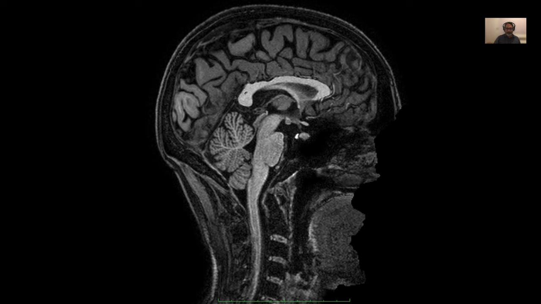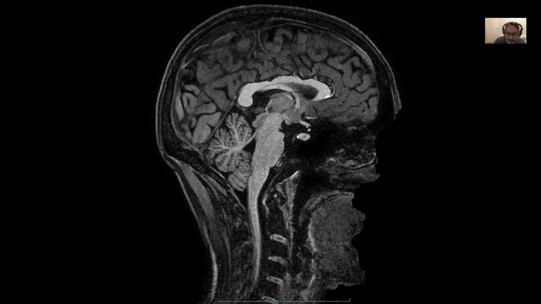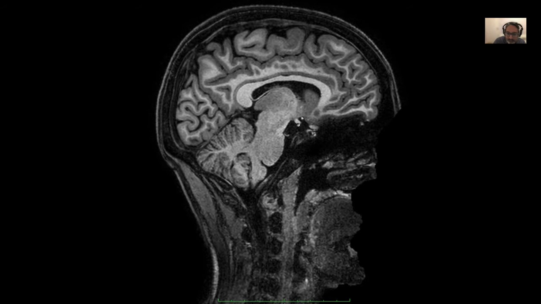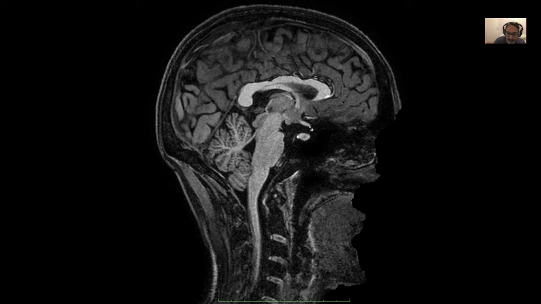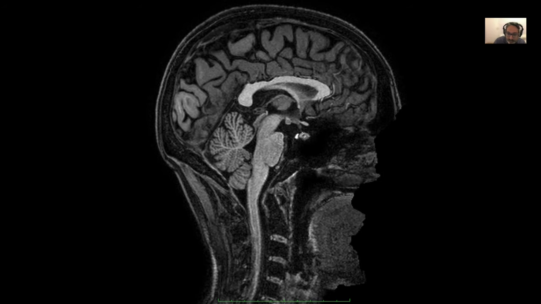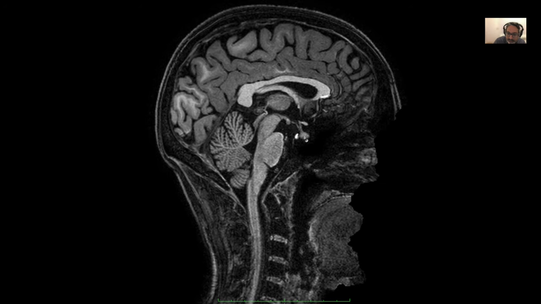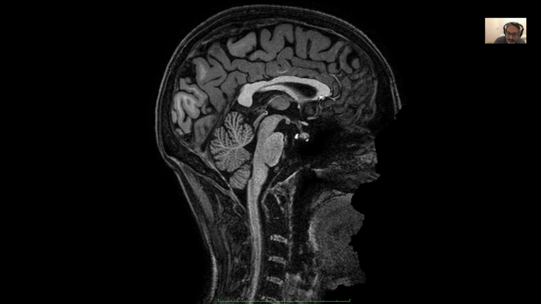Other cool stuff, obviously you see the corpus callosum. Another cool thing here is that is your optic chiasm. That's your optic tract, that's the optic nerve, it comes together, that's the optic chiasm. That's your pituitary stalk, and that's your pituitary gland, right in the midline. And that is your midbrain, pons, and medulla going down. That's your foramen magnum, and that's the spinal cord.